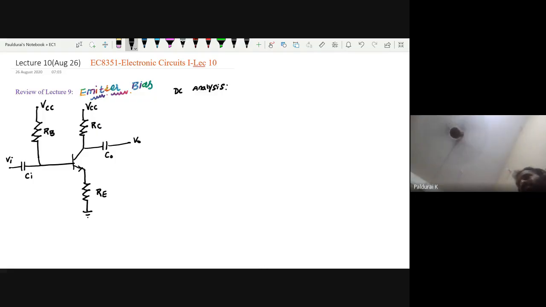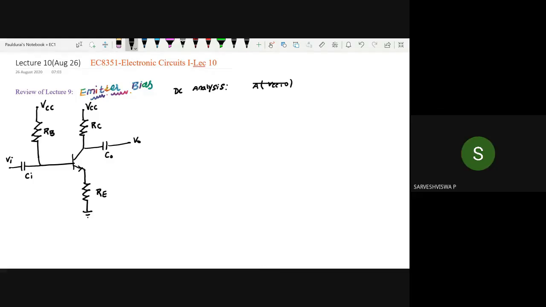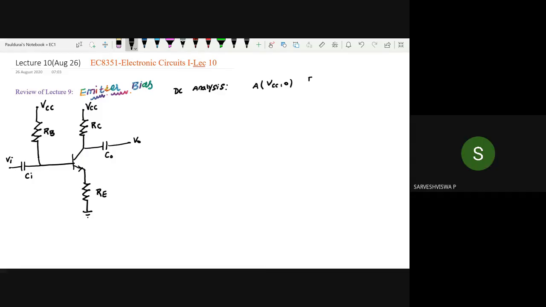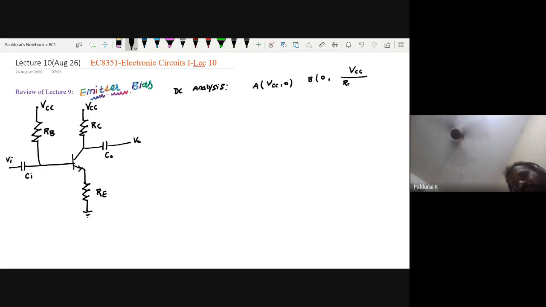First step, we drew the DC load line. What are the reference points? What is the A point? VCC, 0. What is the B point? 0, VCC by RC plus RE. This time it is RC plus RE because you included RE. You know how to sketch the DC load line.